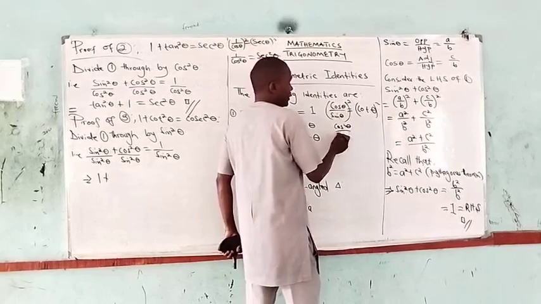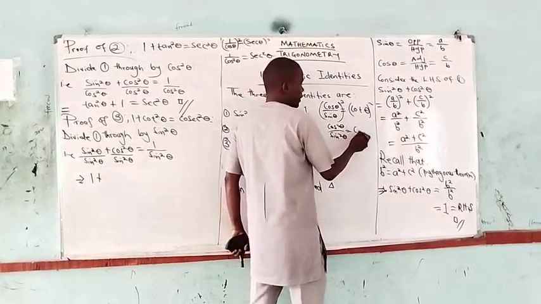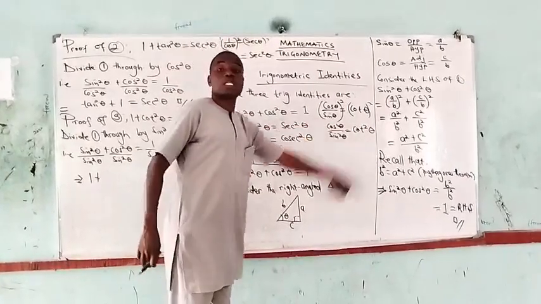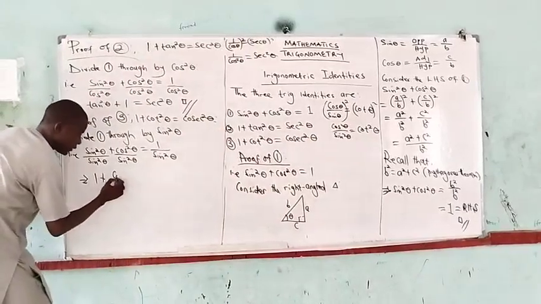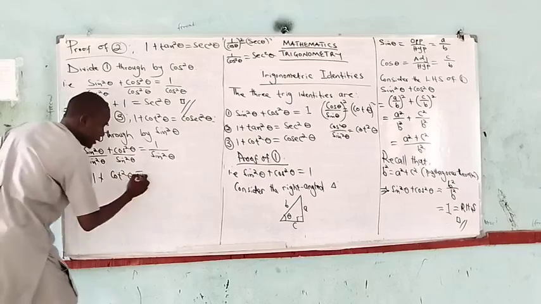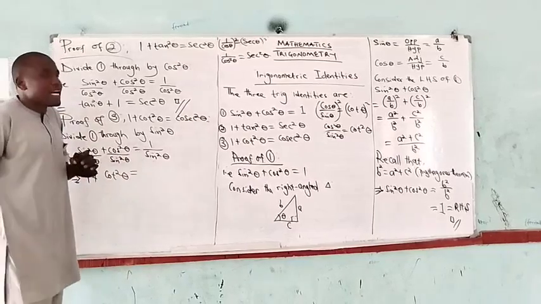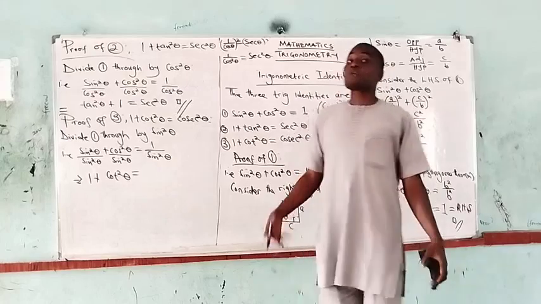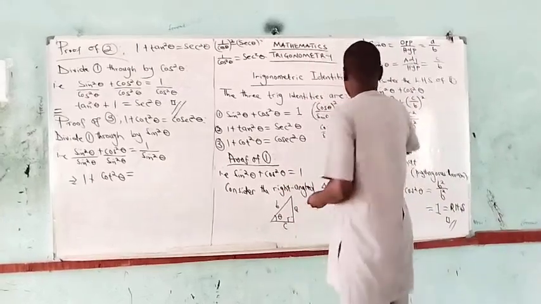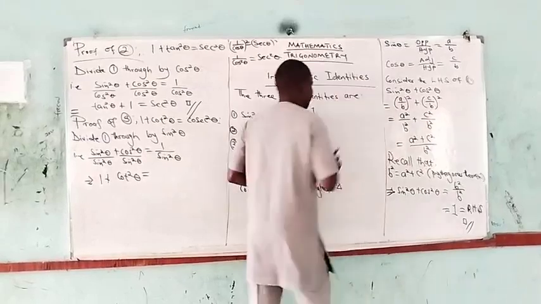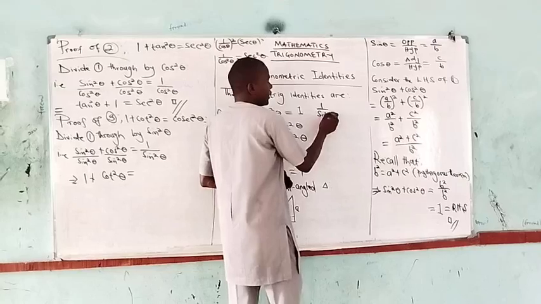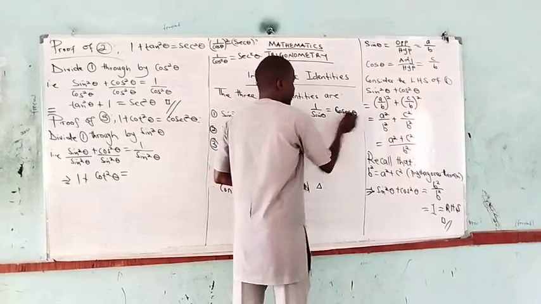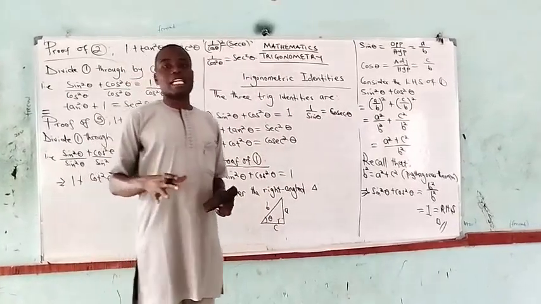Cos square theta divided by sine square theta is equal to cot square theta. So we have cot square theta, equal to 1 over sine square theta. What is 1 over sine theta? I believe it's cosec theta, from a previous lesson. You can prove it again. 1 over sine theta is cosec theta.